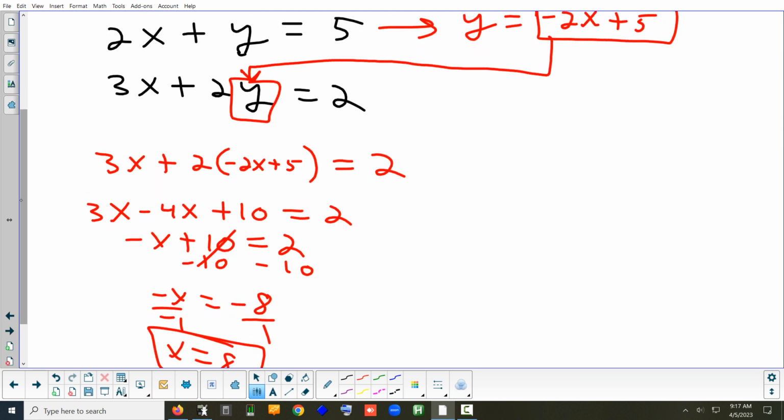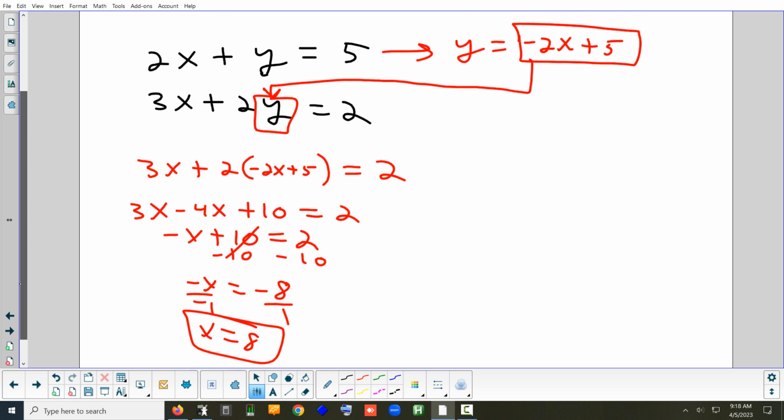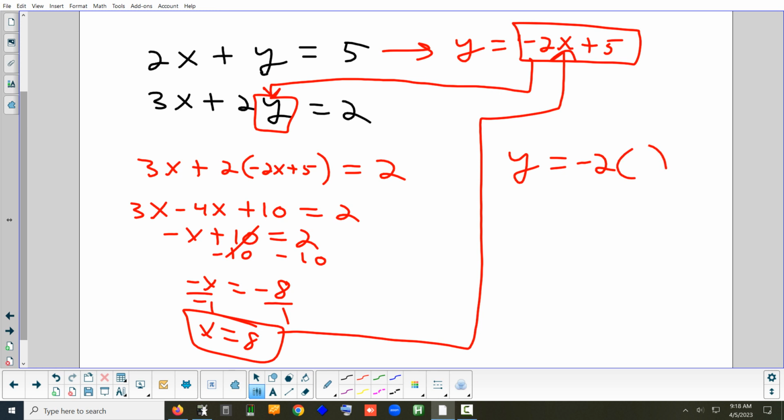Okay. So we got x equals 8. Manny, what do I have to do with that now? You're gonna plug the 8 into 4x in either of the two equations. Yeah, you could plug it into either one of them. I would plug it into the one where y is by itself because that'll be the fastest way to get y. So now we're going to get y equals -2 times 8 plus 5. So what's y? Yeah. Good. -11.